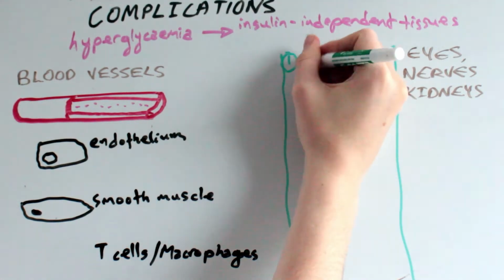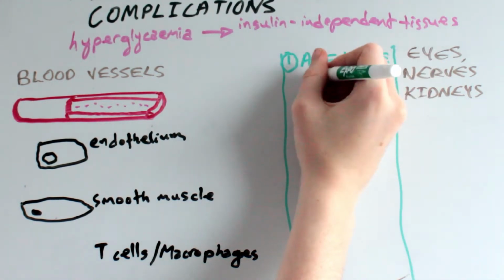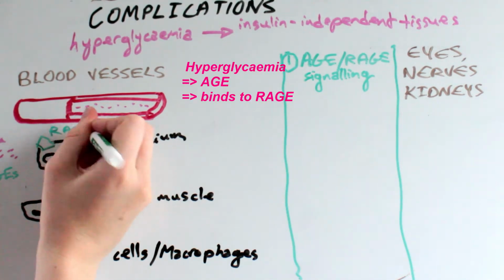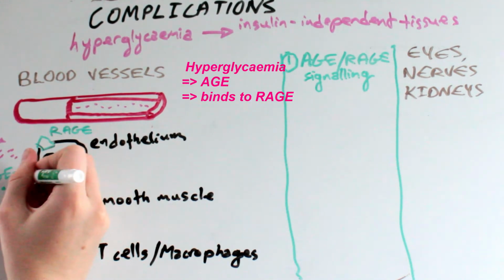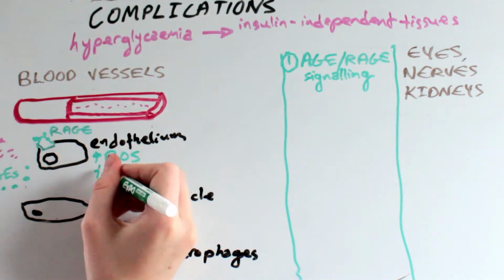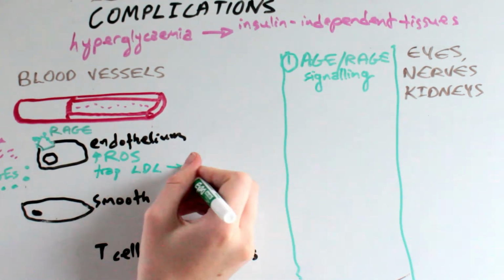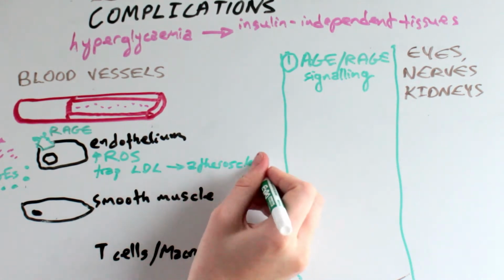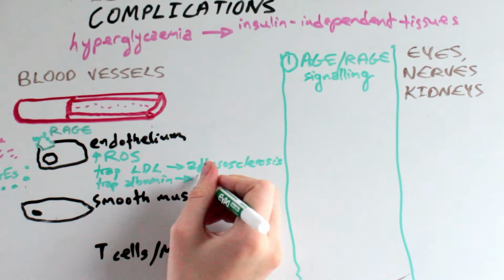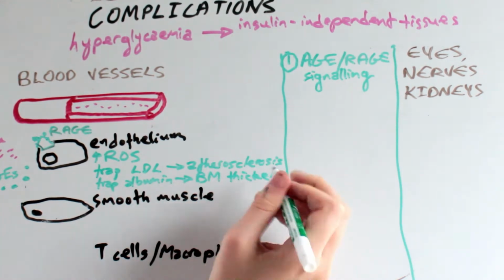The first mechanism of damage is via AGE-RAGE signaling. With hyperglycemia, we have increased formation of advanced glycation end products, which bind to RAGE receptors on the surface of cells. This leads to increased production of reactive oxygen species, trapping of LDL, causing atherosclerosis, and trapping of albumin, which causes basement membrane thickening in capillaries.